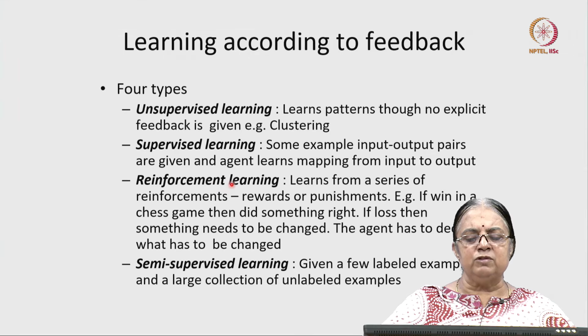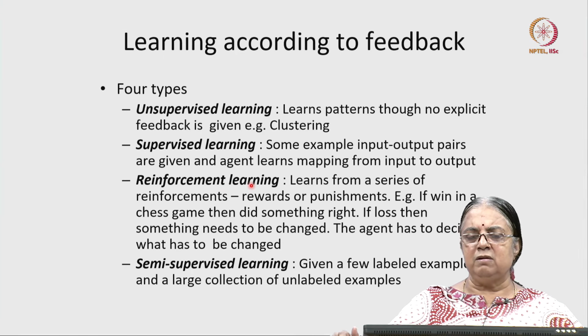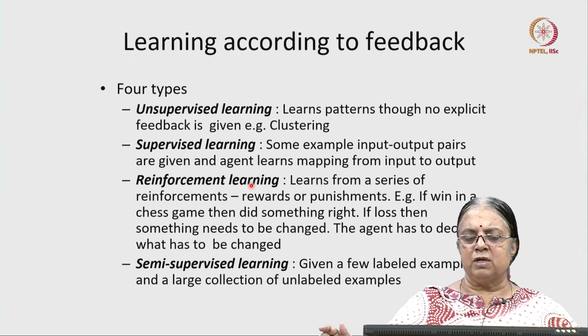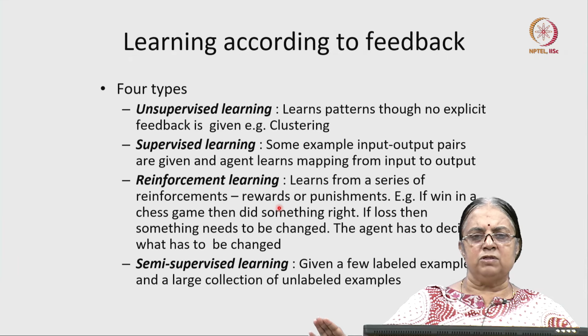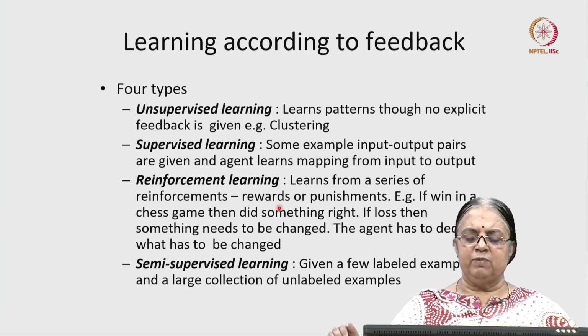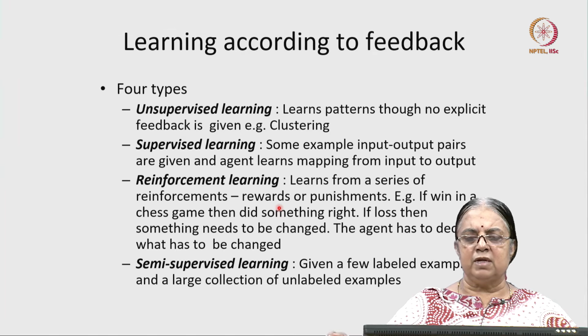And third one is reinforcement learning. So, in this case you have some feedback coming in, but not like the feedback you are getting in the case of supervised learning. You just have something like rewards or punishments. For example, when the agent wins a chess game, it knows that something was right. So, nothing needs to be done, but when there is a loss, it means something needs to be changed. So, the agent has to decide what is the thing that needs to be changed and change it. So, this type of learning is called reinforcement learning.